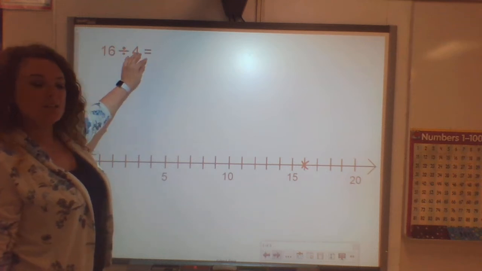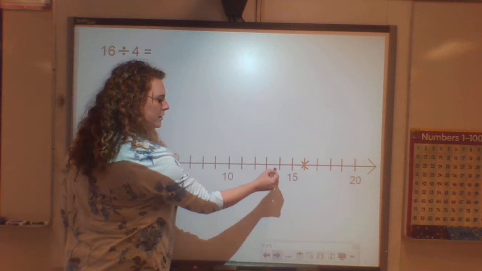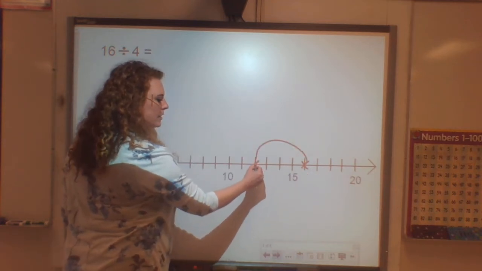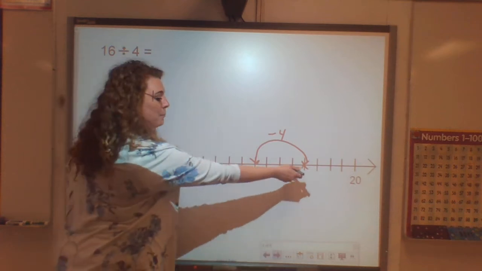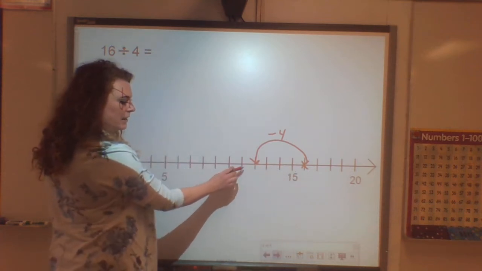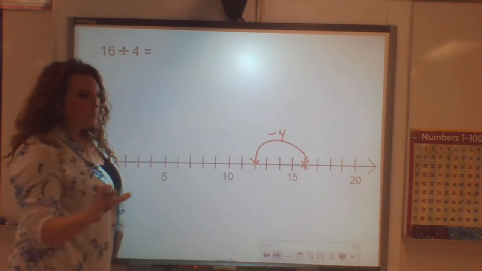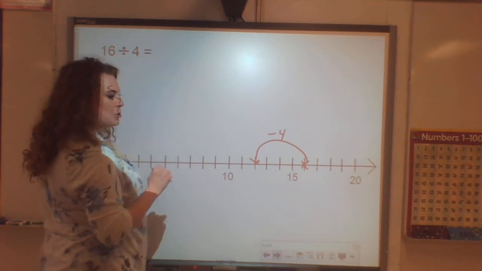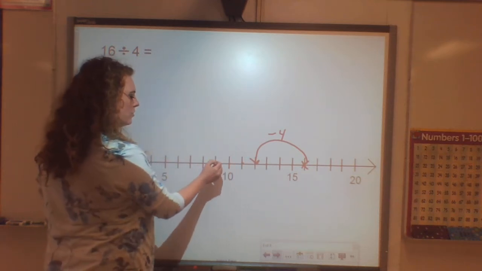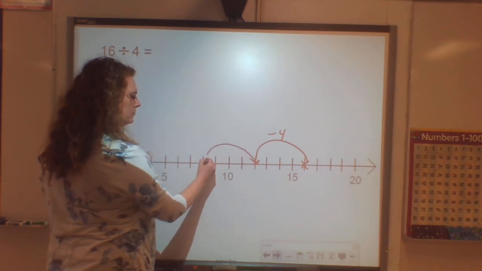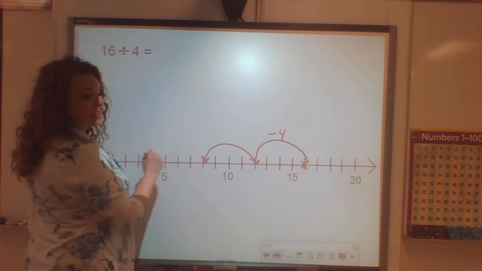Start with 16, subtract 4. So I'm going to start here. 1, 2, 3, 4. That's where I'm going to end up. Now, there's no number there either. How do I know what number that is? I can either count backwards from 15 or I can look here: 10, 11, 12. I know that that's 12. All right, so I'm not at 0 yet. I'm going to keep going. I need to subtract another 4 because remember, equal groups of 4. 1, 2, 3, 4. Okay, that number is 2 less than 10, so I know that that's 8.